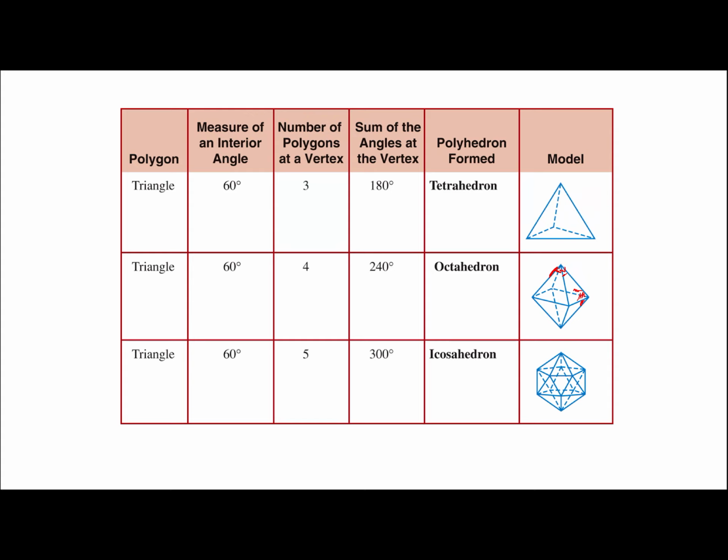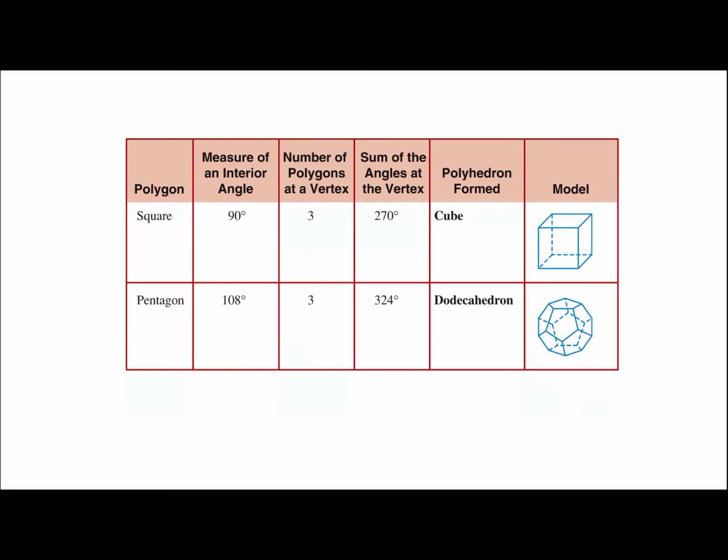And then for the third one, again, using triangles as your sides, if you have 5 polygons coming together at one vertex, like you do here, then the sum of the angle measurements is 300 degrees. So again, you can see you have 5, so there's a triangle in the back, there's another one in the back, and then you have this one on the front, this one on the front, and this one on the front. So you have 5 triangles coming together. The sum of their angles at each vertex is 300 degrees, and it forms an icosahedron.